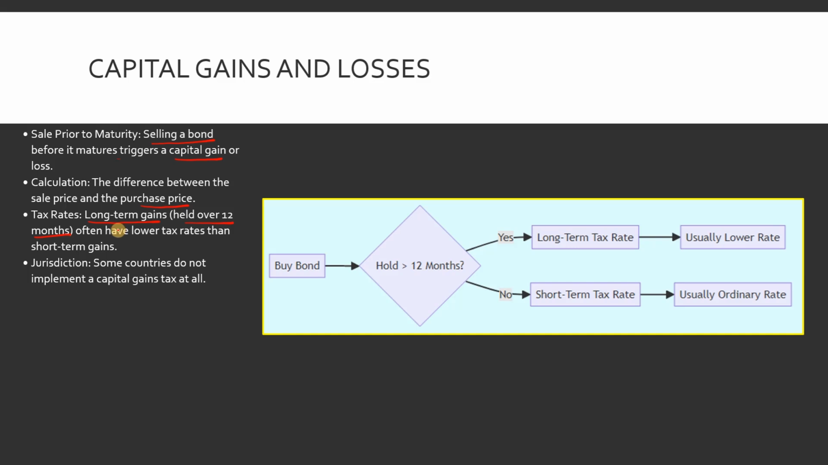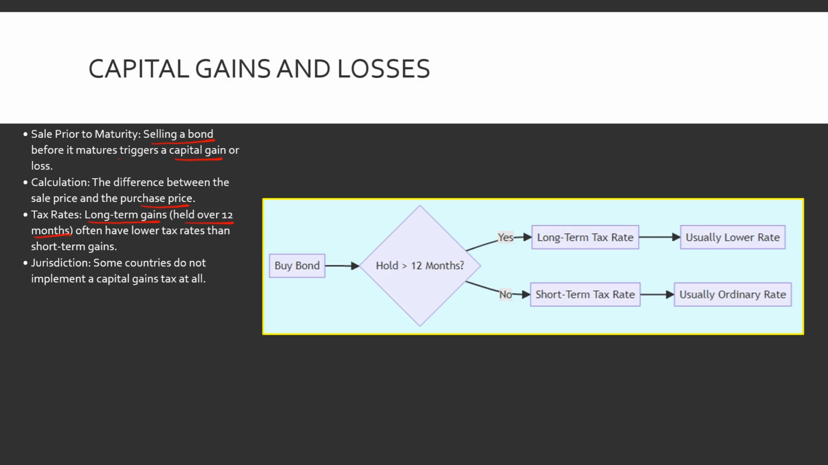This creates a tactical opportunity. Sometimes it is more profitable to sell a bond and take a lightly taxed capital gain rather than waiting for the heavily taxed interest coupon. The slide details the mechanics of sale prior to maturity. We see the calculation of the price difference and how tax rates change based on the holding period.